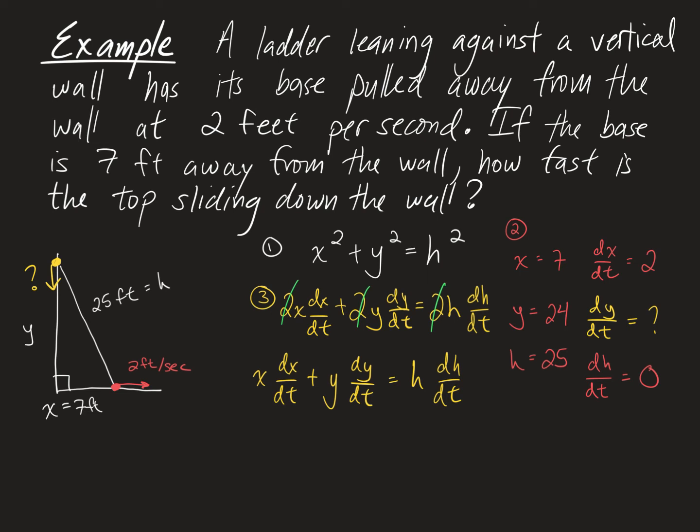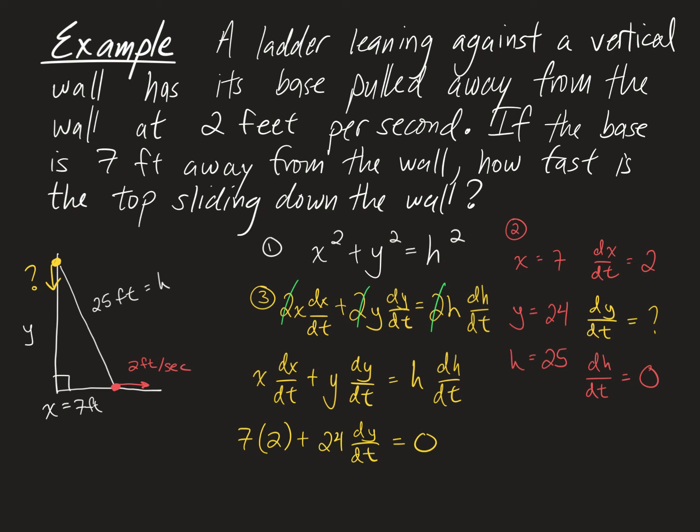From here, we can just start substituting every number we know into the equation. So 7 for x, 2 for dx/dt, 24 for y, we don't know dy/dt, 25 for h, and 0 for dh/dt. And I'm just going to go ahead and stop there. 25 times 0 is just 0. So the entire right side of this equation just becomes 0.